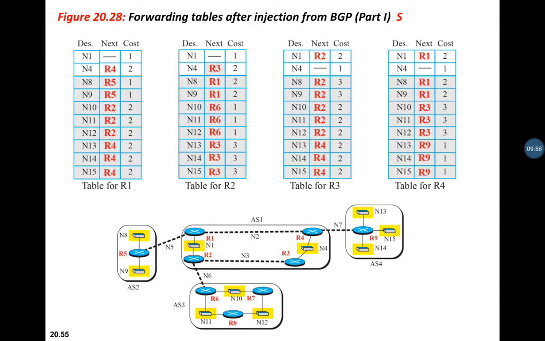So the destination, whenever it is N1, with respect to the forwarding table for R1, N1 is 1, cost is 1. For N4, you can see network N4 here. The cost is 2 here because it has to go from R1 to R4, so cost is 2, 2 networks. Next, N8, you can see N8 here. So R1, once again, it has to go from R1 to R5. There is only one router.